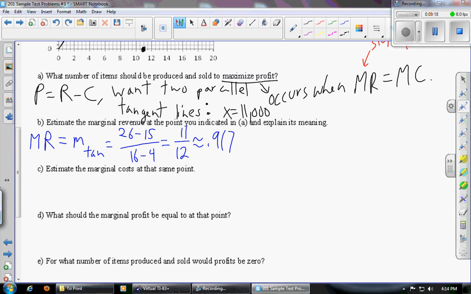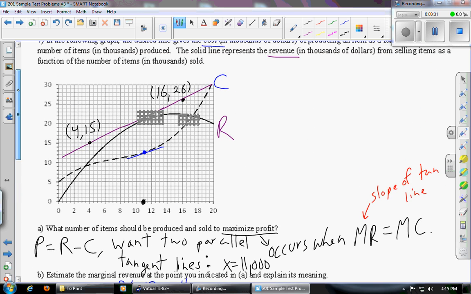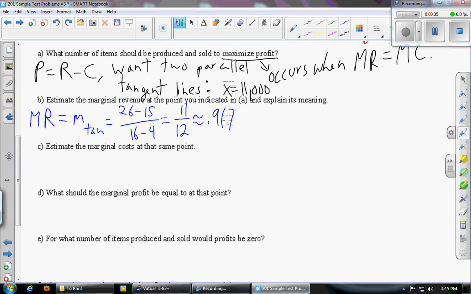Let's go ahead and explain the meaning for this one. So this 0.917, if we get the units, I think that will help. So the units upstairs, 26 and 15, I think the units upstairs were dollars, weren't they? That was the revenue we get for producing the different amount of goods. So the units upstairs is dollars, and the units downstairs is number of items. So I guess what this means is that if you sell 11,000 items, then the revenue is changing at about $0.917 per item.